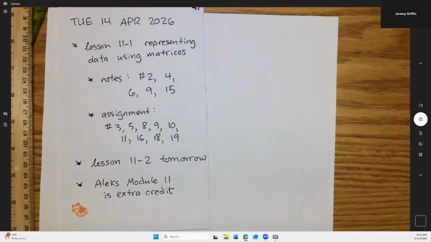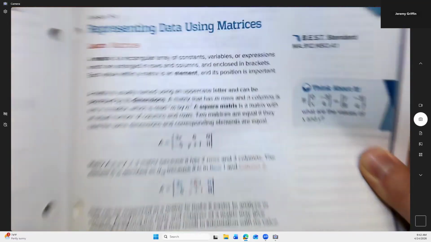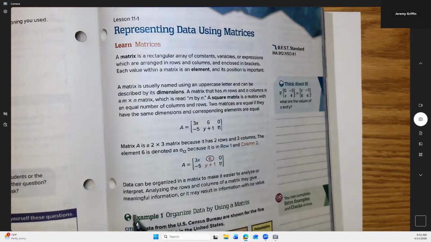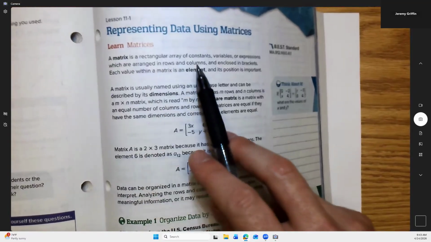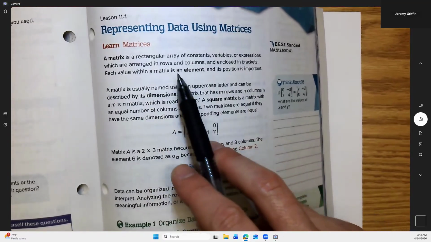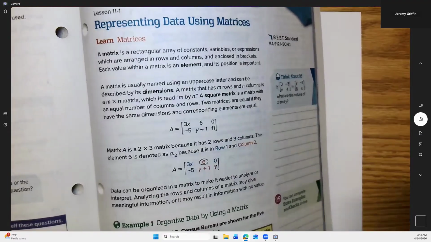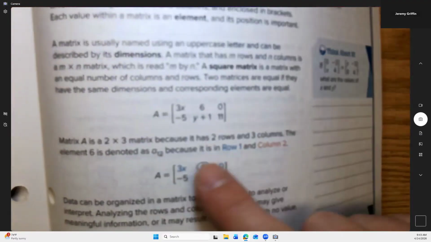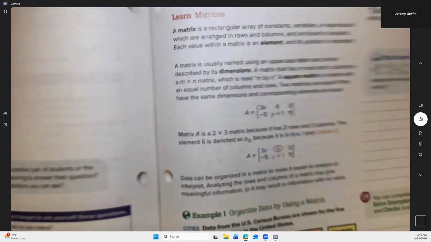What is a matrix and how could this be useful? Okay, so the idea here is, think like an Excel spreadsheet. So we're looking at a rectangular array of constants, variables, or expressions arranged into rows and columns. Okay? So they can look like this. There's some real simple matrices. It's this matrix A right here.